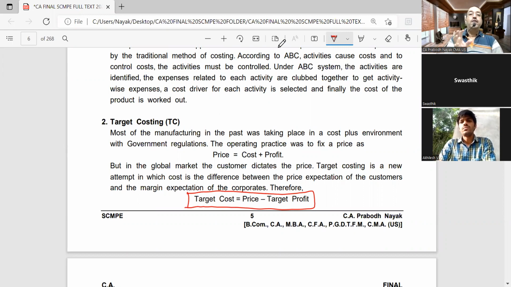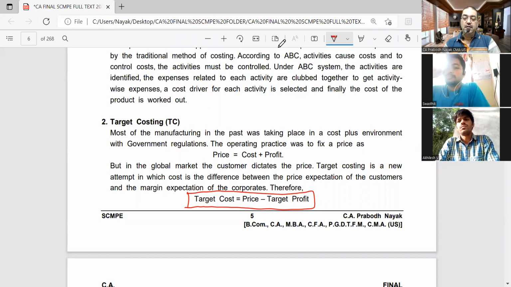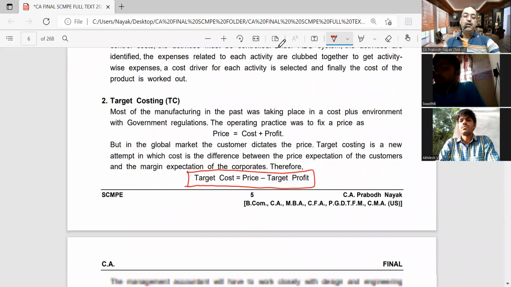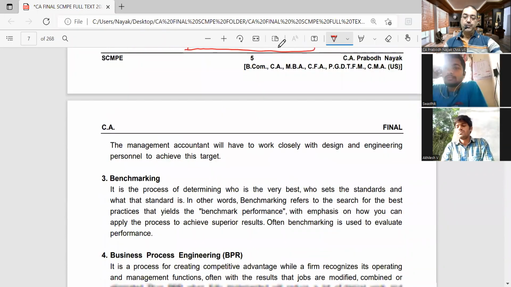So what you have done, you have gone to the market, found out the existing selling price in the market, worked back by deducting the desired profit margin, and you have arrived at the target cost. Okay, so that is your second technique of strategic cost management.